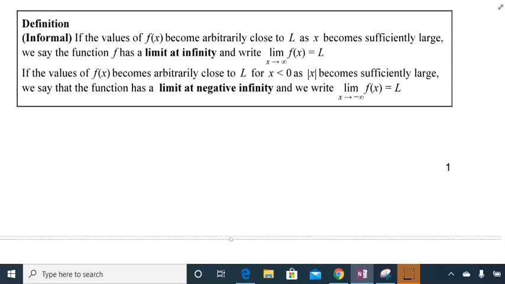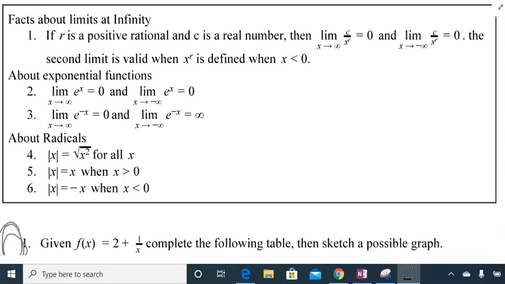If the values of f of x become arbitrarily close to L for x less than 0, as absolute value of x becomes sufficiently large, we say that the function has a limit at negative infinity, and we write limit x approaches negative infinity of f of x equals L. Now here are some important facts that you should know about limits at infinity.